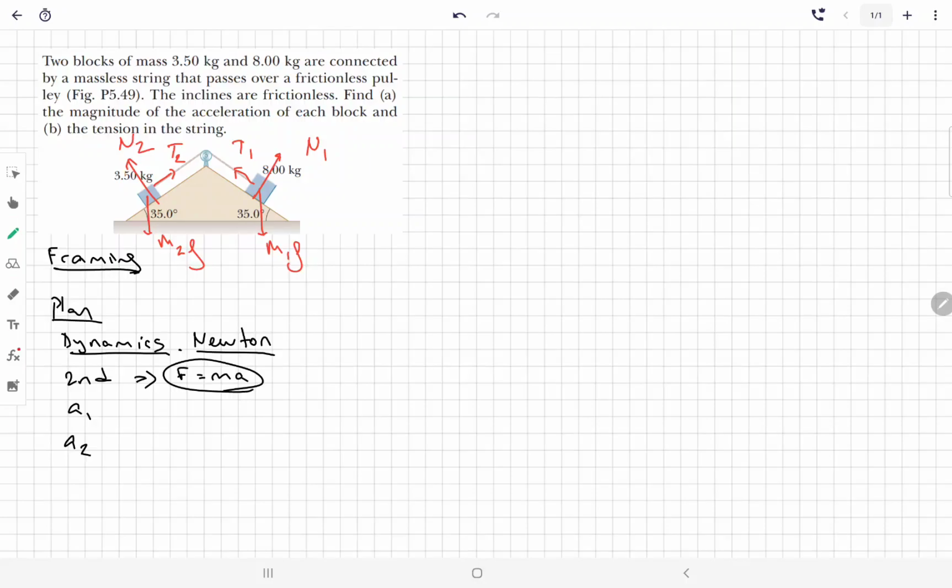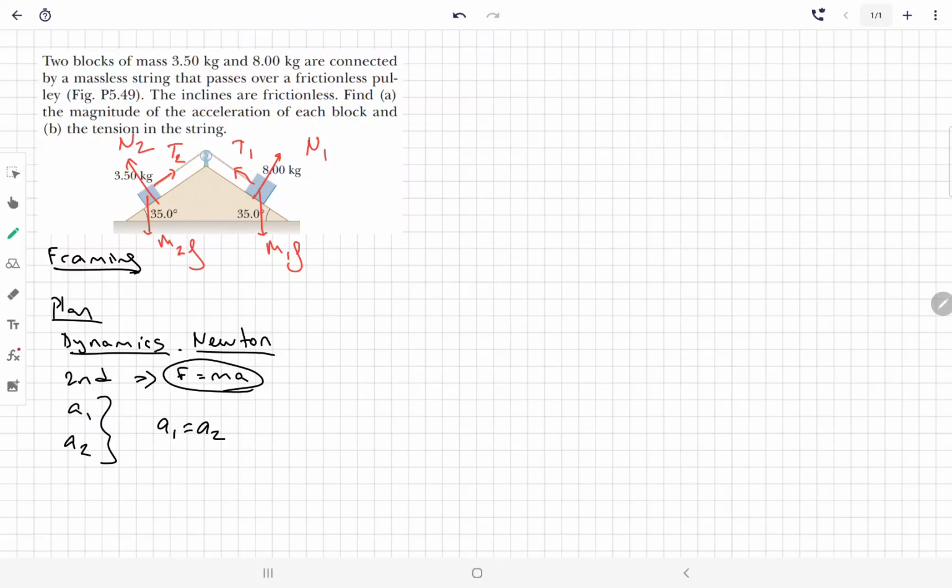What do we know about these two accelerations? We can conclude that these two accelerations are equal to each other. Why? Because the length of the rope is constant. The meaning of this is that when the first object, for example, shifts 1 meter, the second object will move exactly the same distance, 1 meter. It means they always have the same velocity.